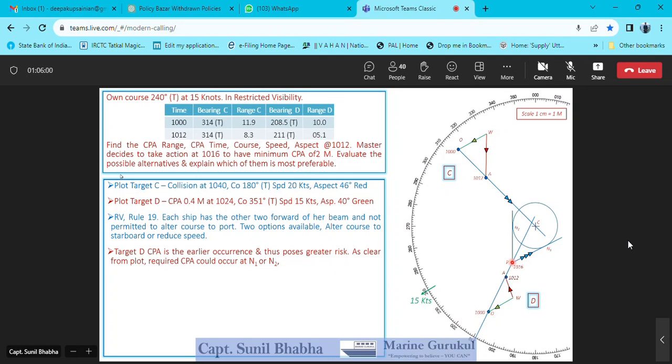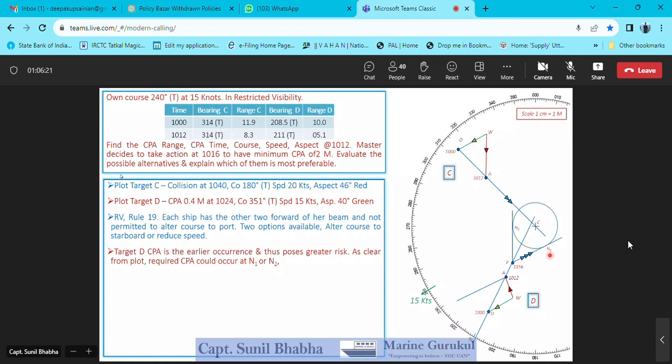Is that if our line of approach changes over to Papa November 2, we will again have a 2 miles CPA. So there are two options which are available to us. CPA can occur at November 1 or November 2. So let us evaluate these two options one by one.